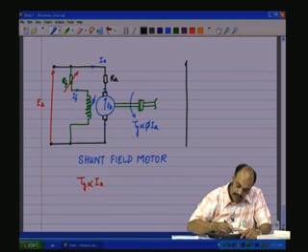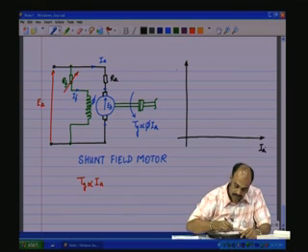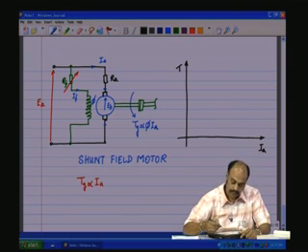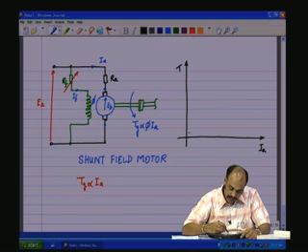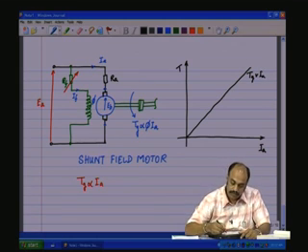So, let us have a graph of torque versus Ia. The torque would vary linearly with the load. So, this is Tg versus Ia. This will give you the load characteristic.